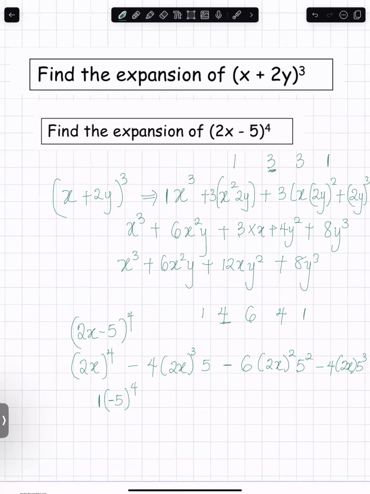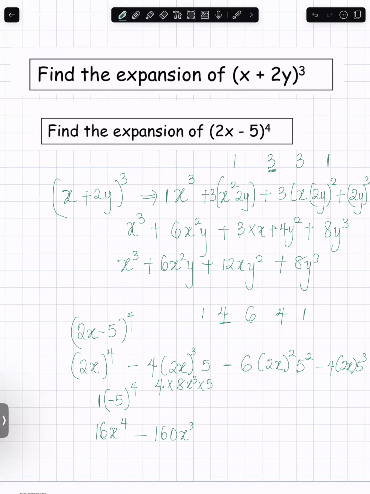So we have 2x raised to the power of 4, which gives me 2 raised to the power of 4 is 16, x raised to the power of 4. On this, I have 2x cubed is 8x cubed. So I have 4 multiplied by 5 multiplied by 8. Okay, on this guy, 4 multiplied by 2x cubed is 8x cubed, then multiplied by 5. So this gives me 20 by 8. That's giving me 160x cubed.